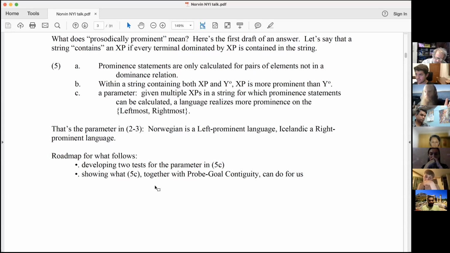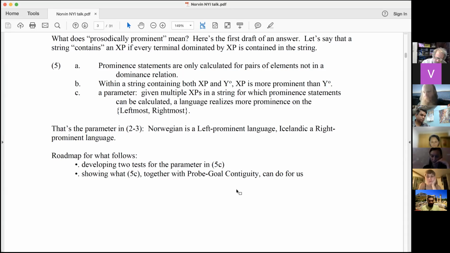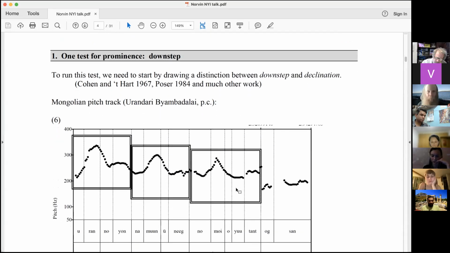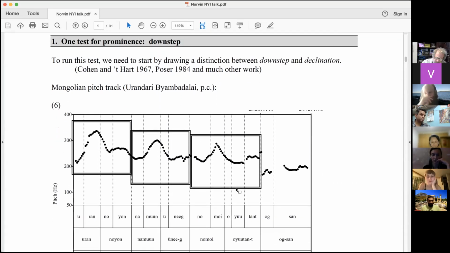So here's the roadmap for where we're going to go from here. I'm going to show you two tests for how you find out for a given language what its value is for the parameter in 5C, whether it's a left prominent language or a right prominent language. And then I'm going to show you what that parameter, together with this general condition of probe goal contiguity, can do for us. So first, we're going to run through some tests.